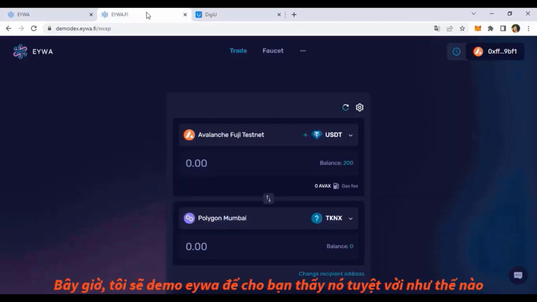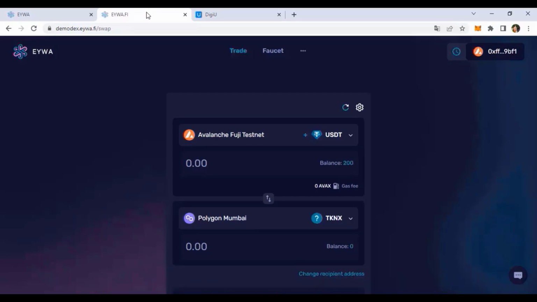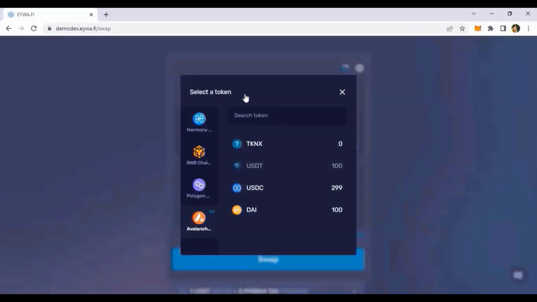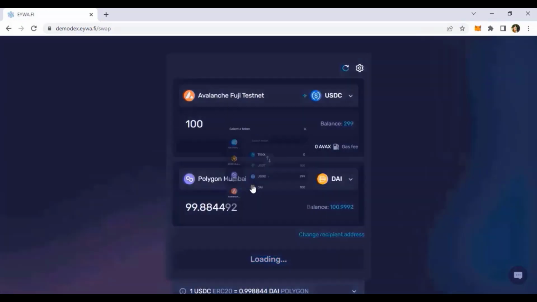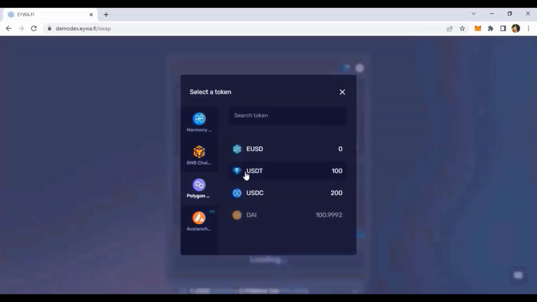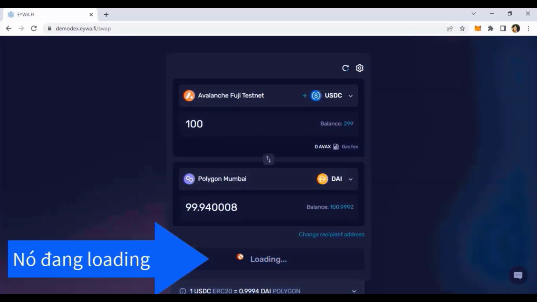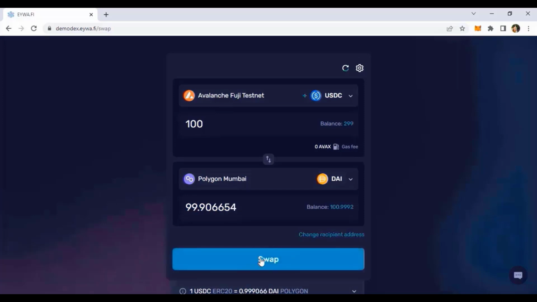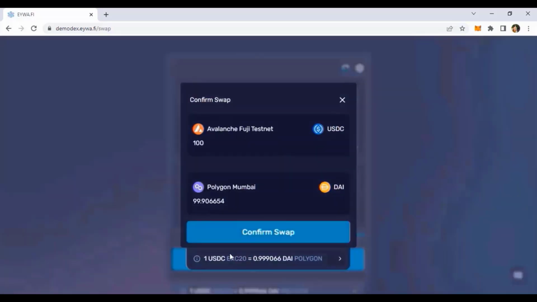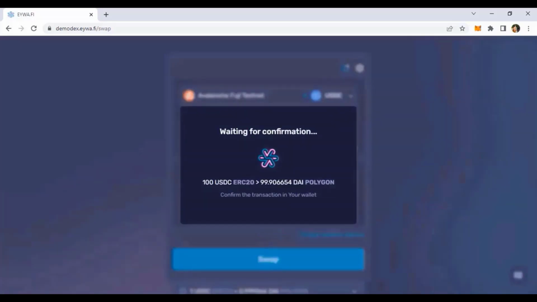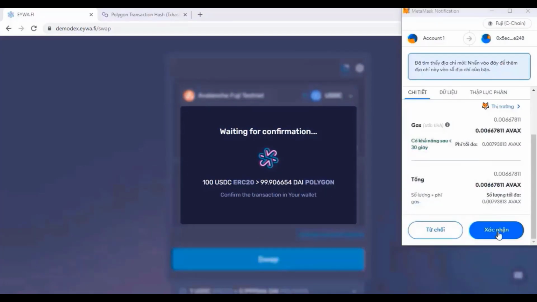Now I'll demo EYWA to show how awesome it is. We choose network Avalanche, USDC. You want to receive Polygon, USDT, USDC, and I choose DAI. It's loading. Inside the transaction, you see the rate is 1 USDC for 1 DAI. Confirm swap. Then let's make a trade. And last, sign the transaction.